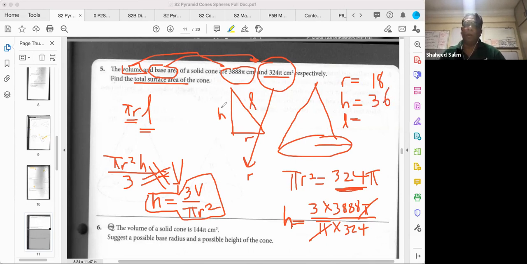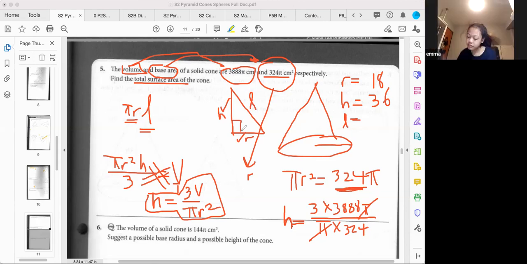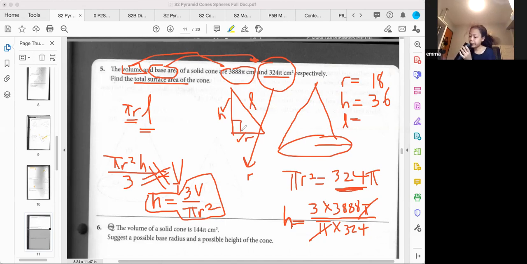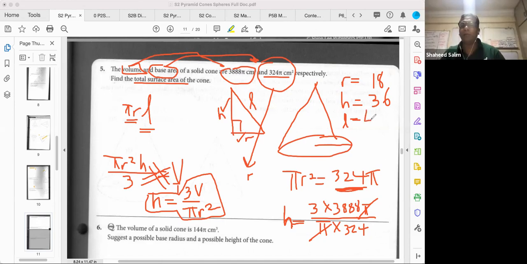Now you've got H, you've got R, you've got to find the L using Pythagoras. 40.25. Okay, hold on. Wow, you're fast. Okay, 40.25, great. So now you can find the curved surface area.